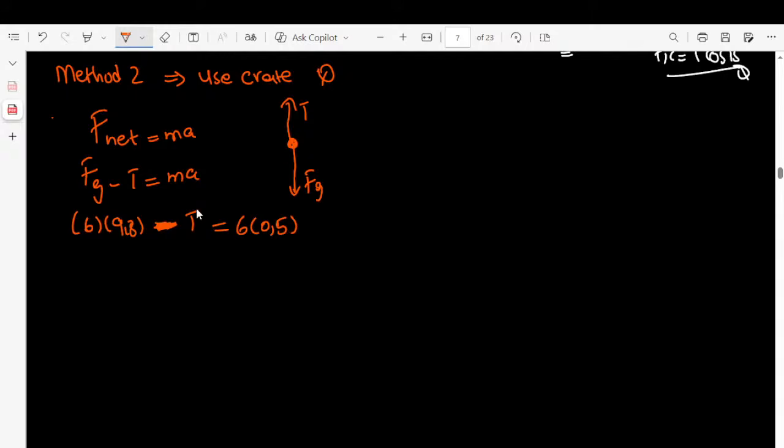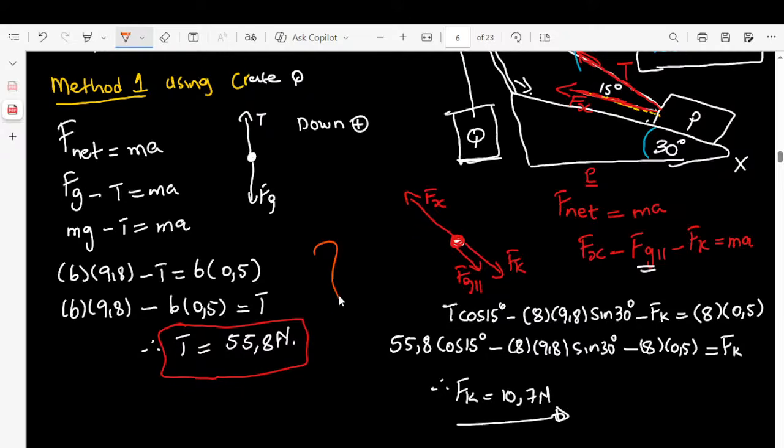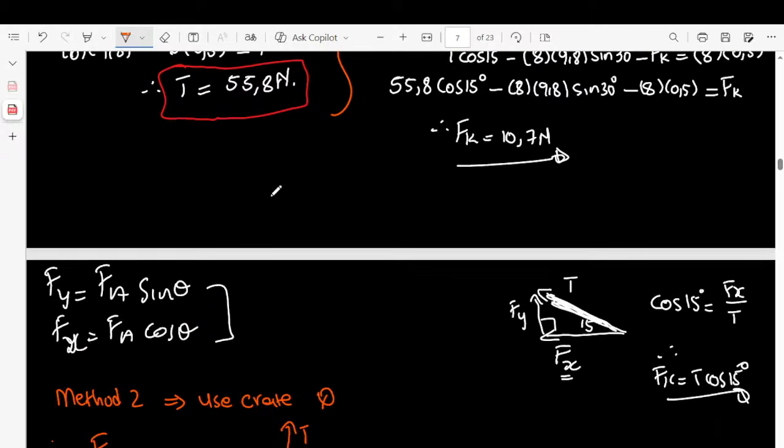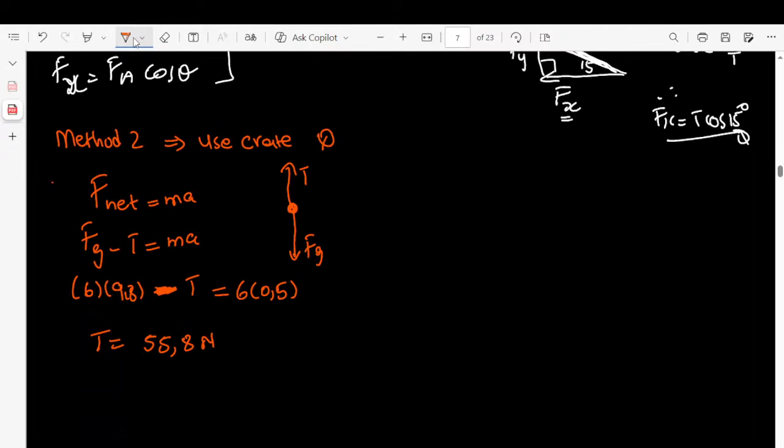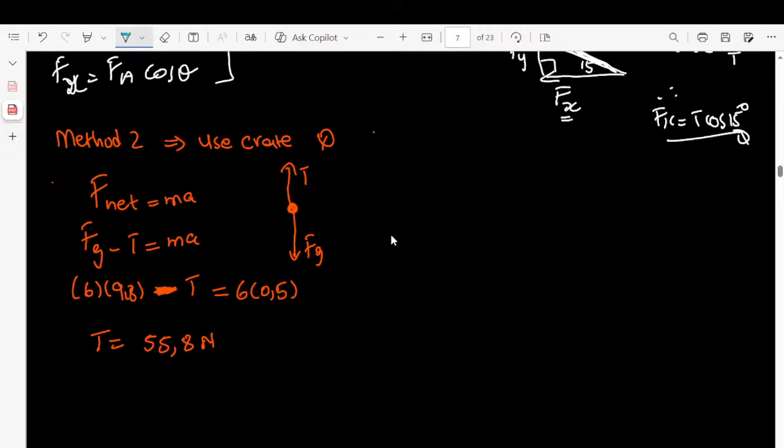Okay? So when we calculated tension, we got tension as what? We got tension as 55.8 newtons. No need for me to explain this again because this is what we worked on previously. Thank you very much. So now what I'm going to do this time, I know that my frictional force, look at this, I know someone is going to prefer this method.